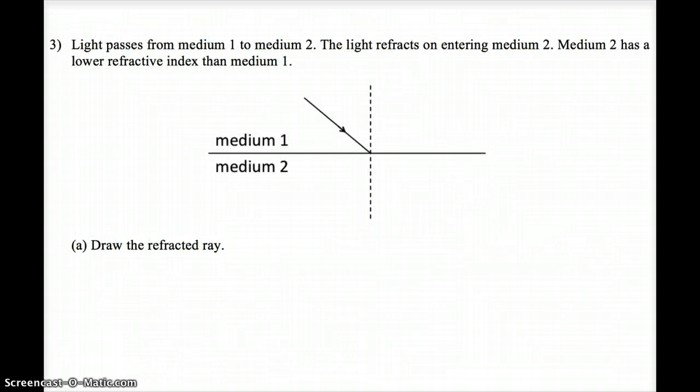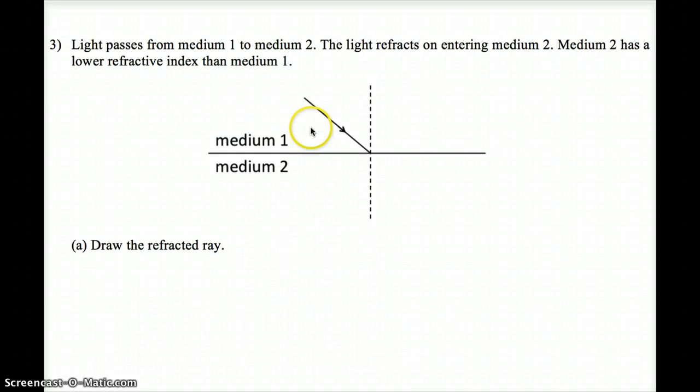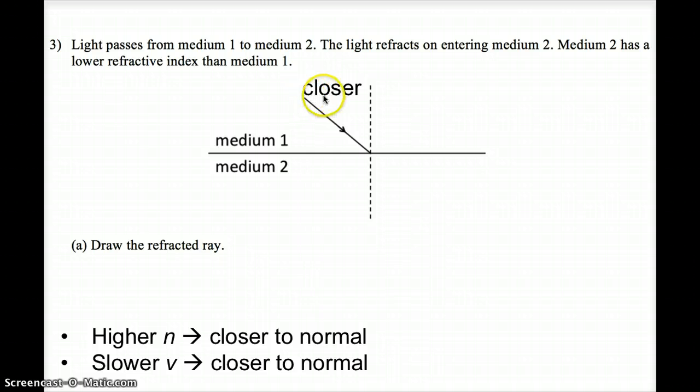Here's another question. We again have refraction, but now this refracted ray is not drawn in for us. We're told that medium 2 has a lower refractive index. That means medium 1 has a higher refractive index. Remember the rule: the higher n, the closer to the normal. So here, in medium 1, we are closer, and in medium 2, we will be farther from the normal. So here's the angle. We need to draw a farther angle, a larger angle from the normal. And there's our refracted ray.